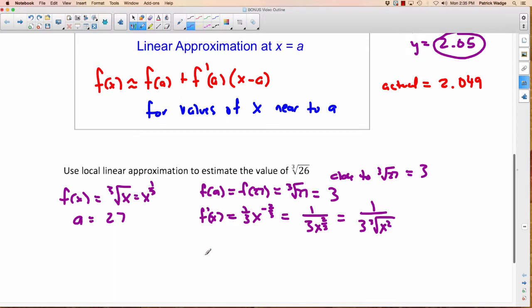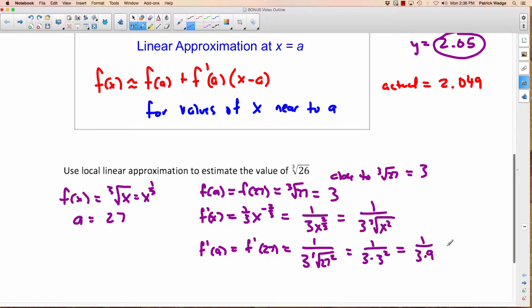We want to know f prime of a. Well, remember, a is 27. In other words, we want to know f prime of 27. How do we do that? Plug 27 in here. So you get 1 over 3 times the cube root of 27, squared. Don't do 27 squared first. Do the cube root of 27 first. So you get 1 over 3 times the cube root of 27, which is 3, squared, which is the same as 1 over 3 times 9, which is the same as 1 over 27.